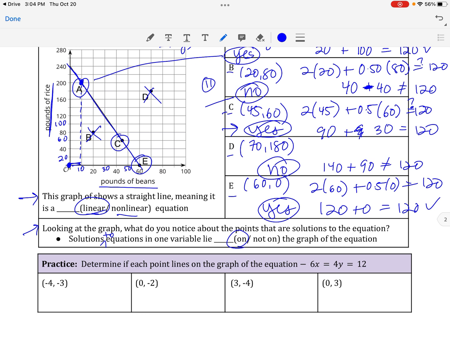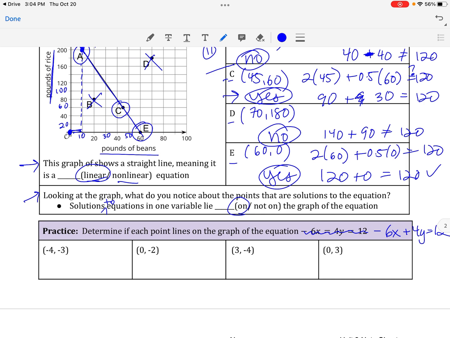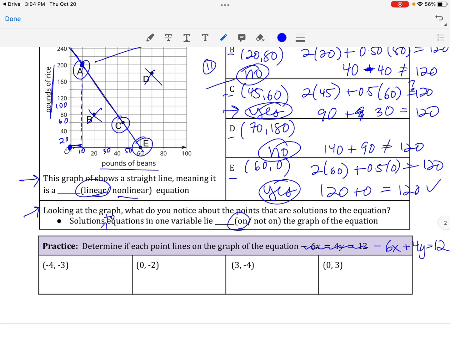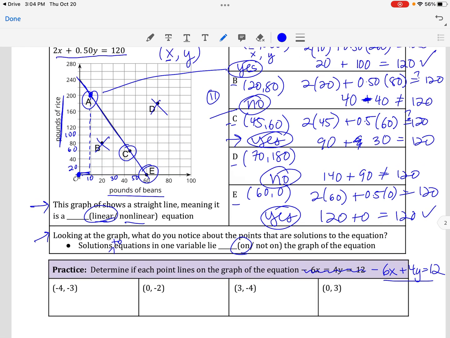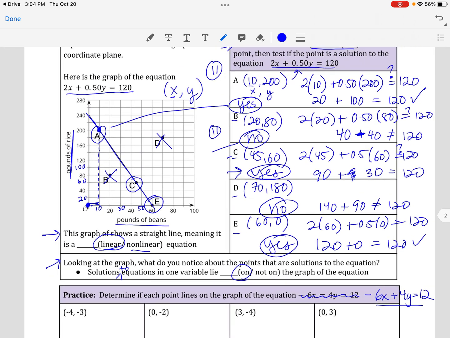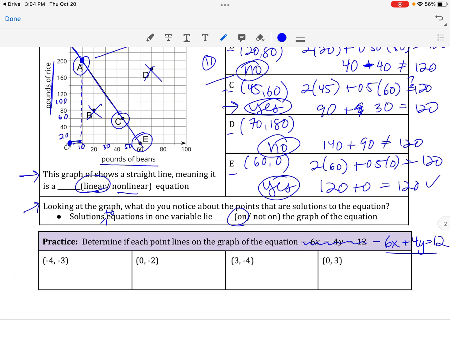Okay, now I think I corrected this in your notes, I have it wrong here. This should be negative 6x plus 4y equals 12. So now we have a different linear equation. And we're being asked to determine if each point lies on the graph of the equation. So we could graph the equation and then graph the points and see if they lie on there, and then we would know. But what I'd like you to do is determine it algebraically. And so we're going to use the same method we did above here, where we plugged in the points to see if they made the equation true. So let's try one together.